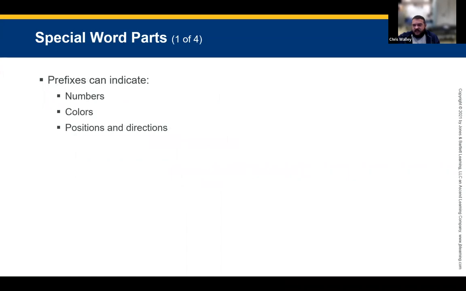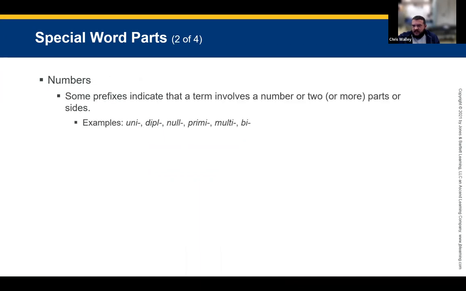Prefixes can be used to indicate numbers, colors, positions, and directions. Several prefixes are used to indicate if a term involves a number, such as half, one, or two, or more parts or sides. Examples: uni, di, null, primi, multi, and bi. You will see a lot of that as we continue in using some of the medical terms. Those are your prefixes.